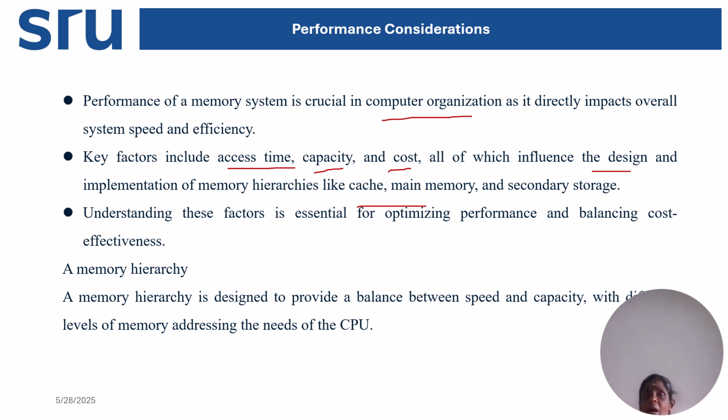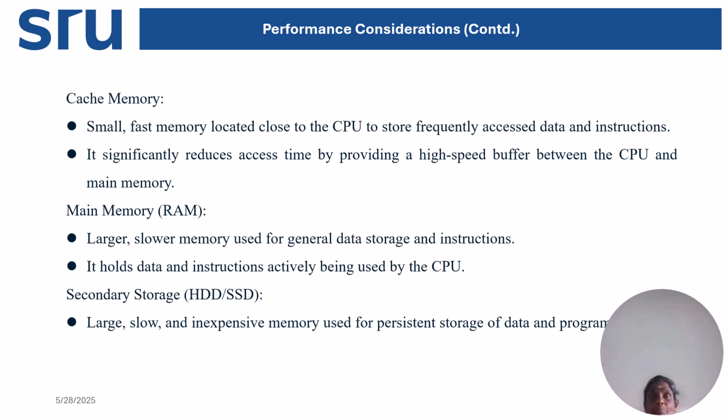Understanding these factors is essential for optimizing performance and balancing cost effectiveness. So let us have a look at the memory hierarchy. A memory hierarchy is designed to provide a balance between speed and capacity. How is it balanced? Fast memory is small and located very close to the CPU. This is very important. Already I told you it is small and fast, but its location is very near to the CPU.